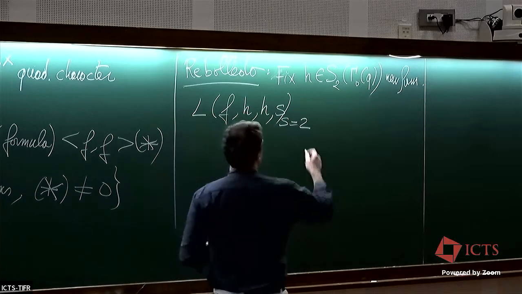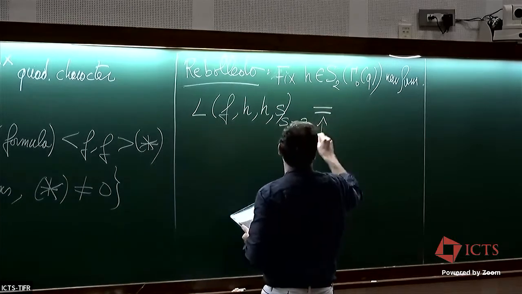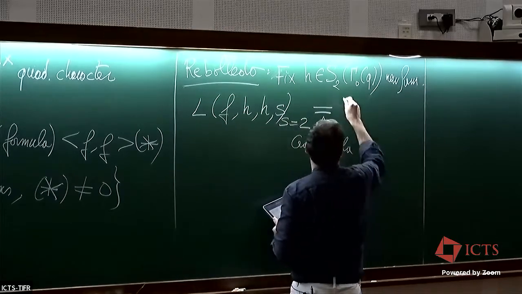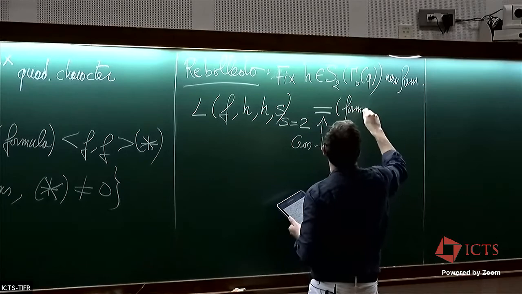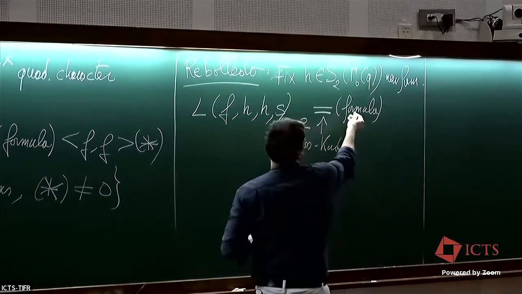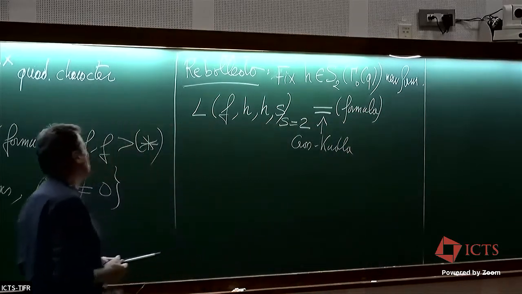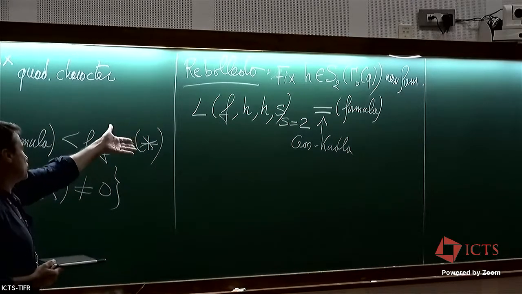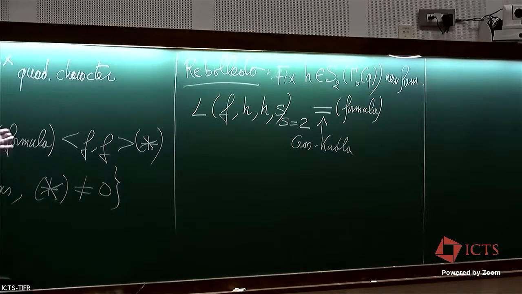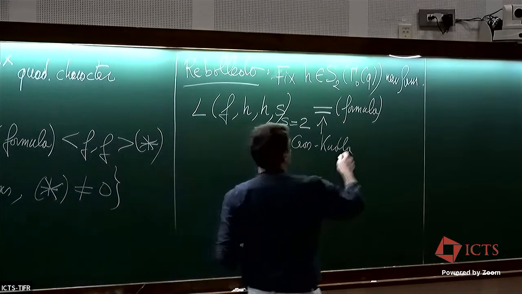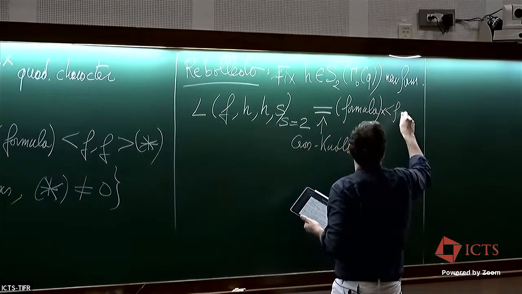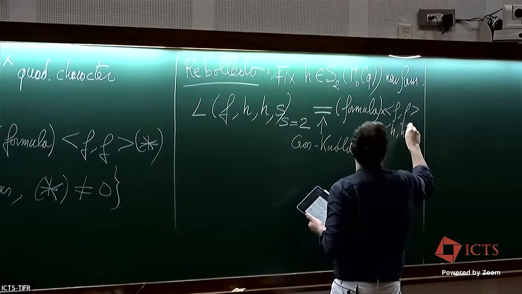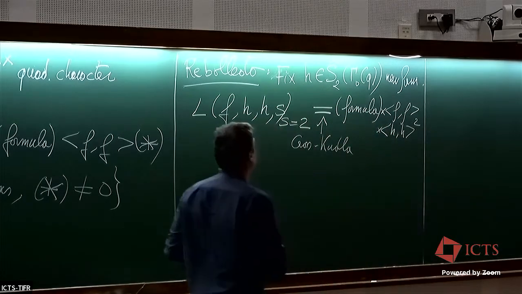And similarly, there is a formula due to Gross and Kudla. Some formula. So here you have essentially an algebraic number. And similarly here, an algebraic number, times the Petersson scalar product of F, times the square of the Petersson scalar product of H.